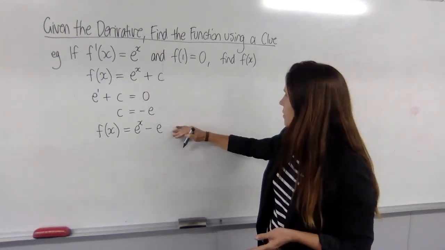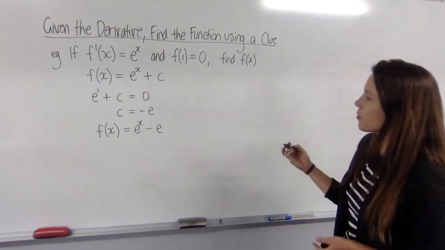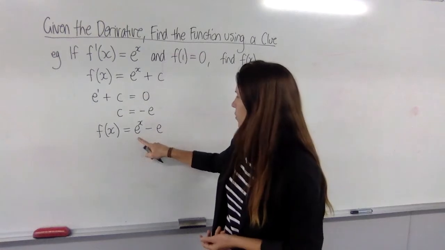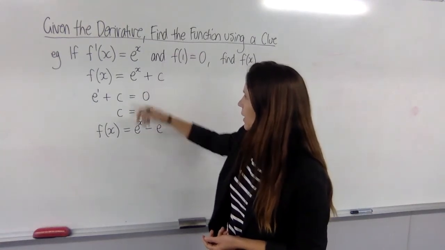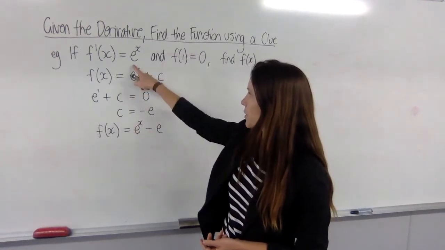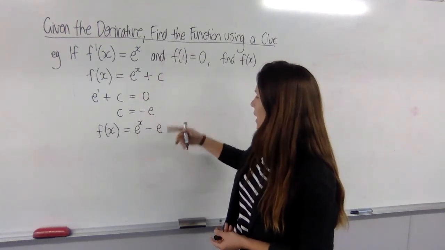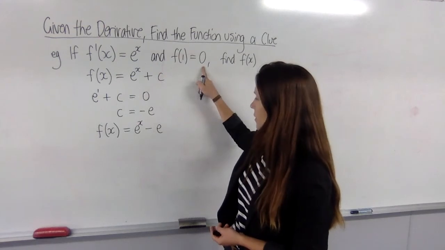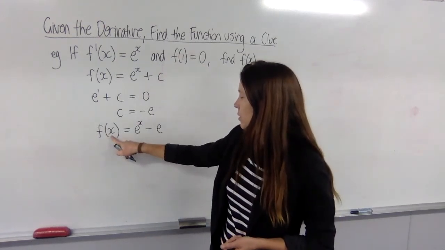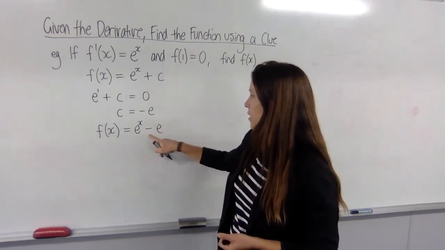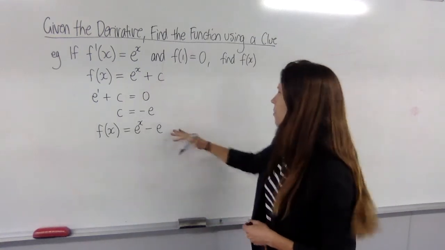Now to check your answer, if you want to, you can check whether it's true. So if we differentiated this, would we get that? Yeah, we would. This part would differentiate like this, and this is just a constant, so we'd leave that out. And is the function of 1 here 0? Well, if I sub in 1, I'll get e to the power of 1, and e minus e is 0. So yeah, it seems right.